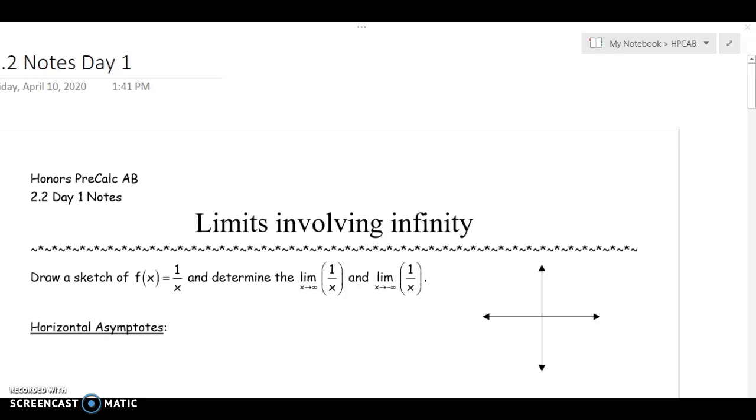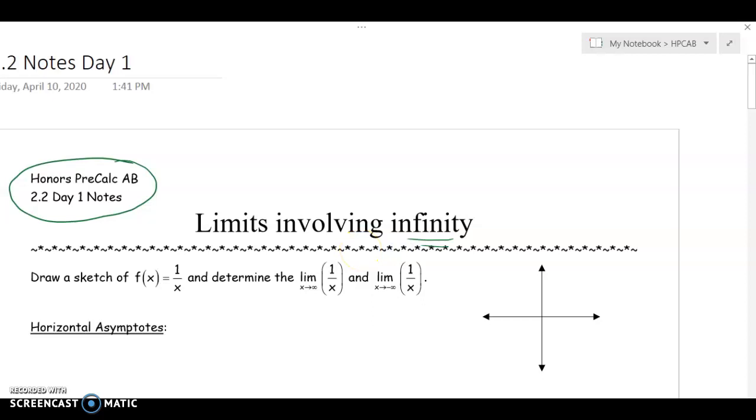Hello, Precalc. Today we are moving on to section 2.2. So you should have the 2.2 day 1 notes, either the note sheet printed out from Canvas or on your own paper. It's your call. We're going to be doing more with limits. These ones are all going to deal with infinity.